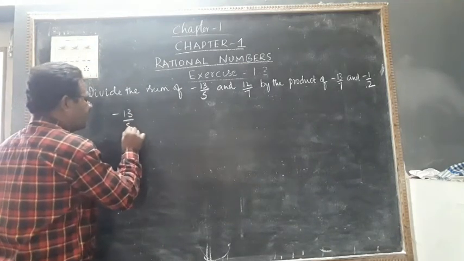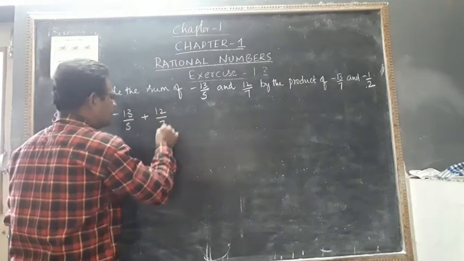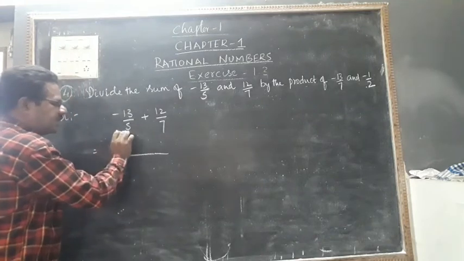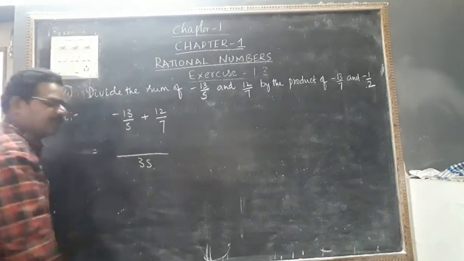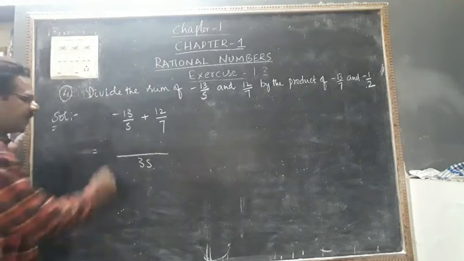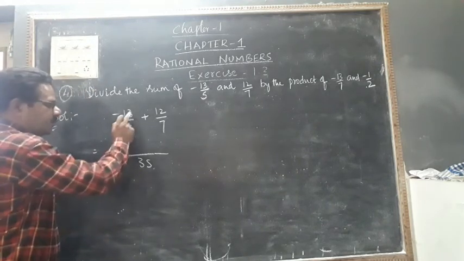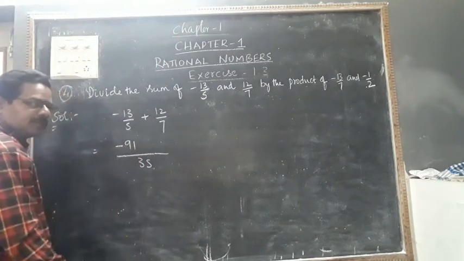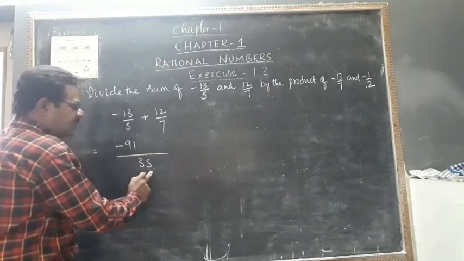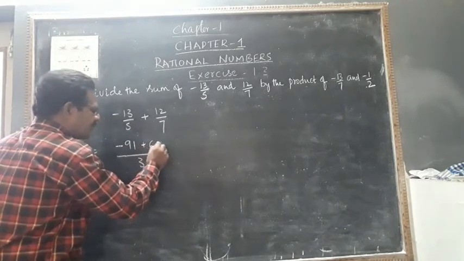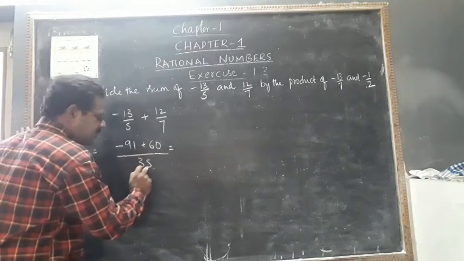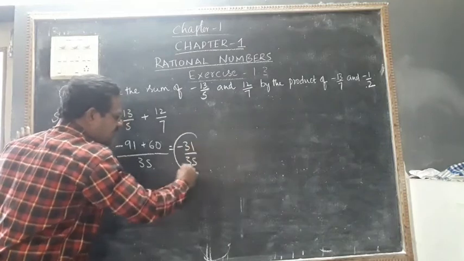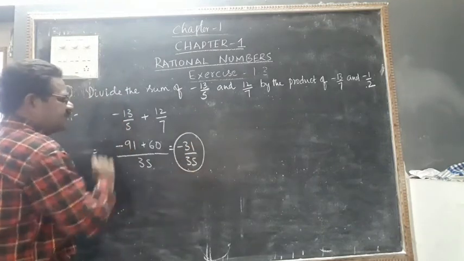Minus 13 by 5 plus 12 by 7. Sum of these two we are going to do now. So for this, 7 5s are 35. No common factors are there. So 7 5s is 35, the LCM. 5 7s are 35. So 13 7s are 91. Before that minus is there, that minus also we have to write. 7 5s are 35. 12 5s are 60. Minus 91 plus 60 by 35. It is nothing but minus 31 by 35. This is the first result, the sum of these two.